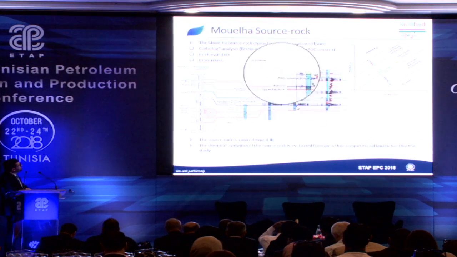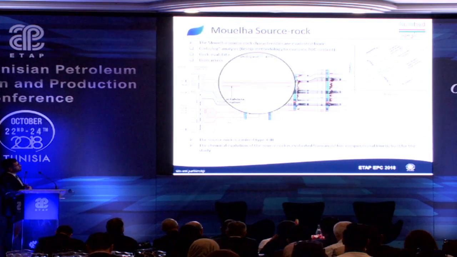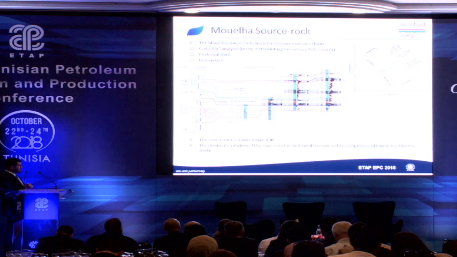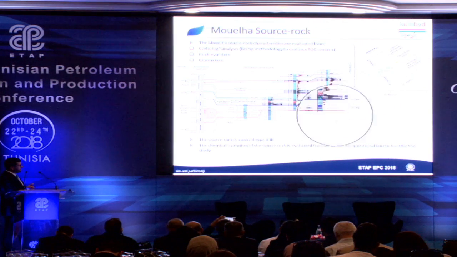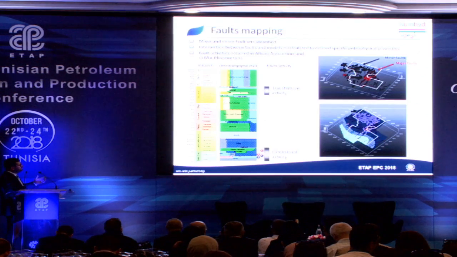We also have rock eval data and biomarker data. Thanks to this data, we know that this is another example. We know that the Muela source rock is more or less a type 2-3 source rock. Moreover, for this study, we built a specific compositional kinetic to represent the Muela source rock evolution with thermal cracking.